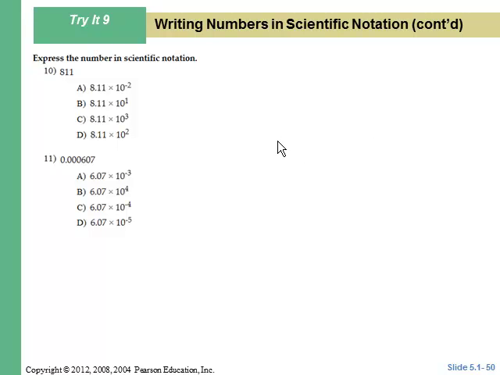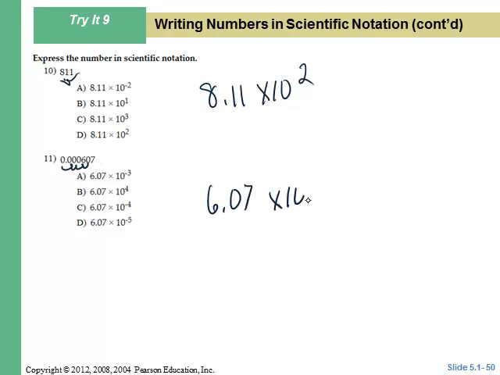How about these two? 8.11 times 10 to the 12th. And then 6.07, 1, 2, 3, 4 times 10 to the negative 4th.